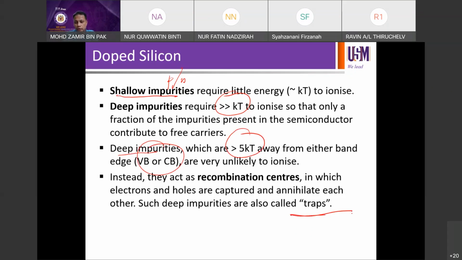So whatever you do, you have to sketch. It's a lot easier. EC, EV. So if you're talking about deep impurities, the distance between the EC to the impurity state, say EX, whatever, for example EX, the energy state of that impurity, or E deep, otherwise it will get confusing, right?